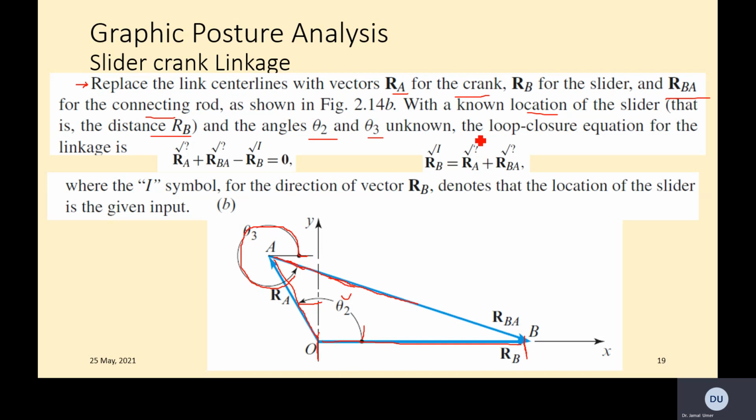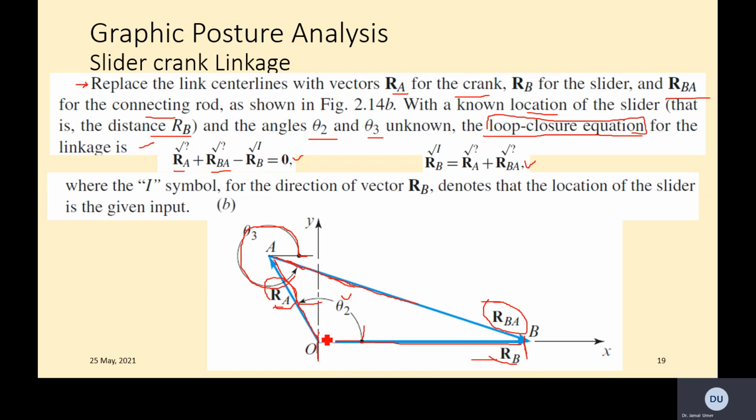So if you look at this, it says the loop closure equation for the linkage is, so we use this one method, which is basically RA plus RBA minus RB is equal to 0. Either you can write it this way or you can write it a very simple way like that. What is this basically? From this one it is easy to understand. So RB, which is this one, if you do the head to tail method, is the addition of RA and RBA, right? So RB is equal to RA plus RBA, and the term he is using is loop closure equation actually.